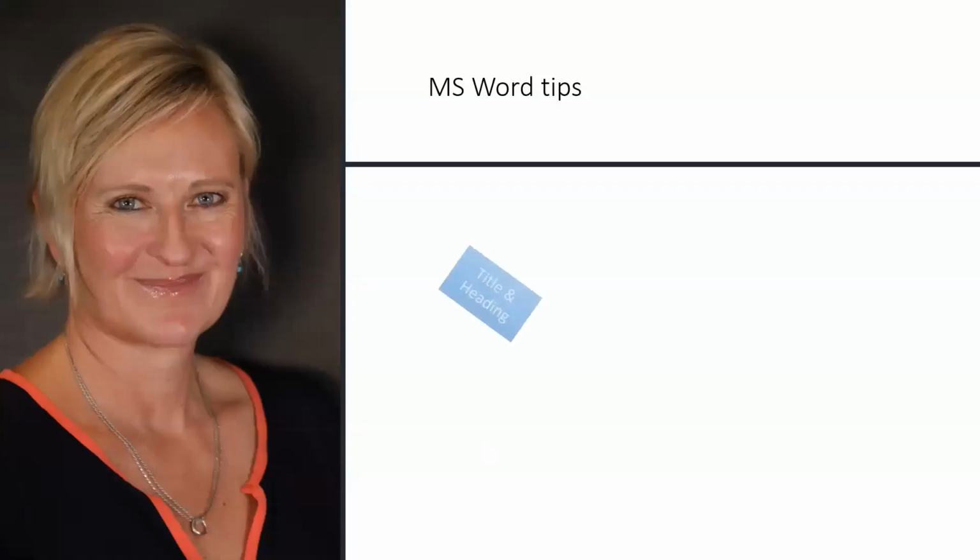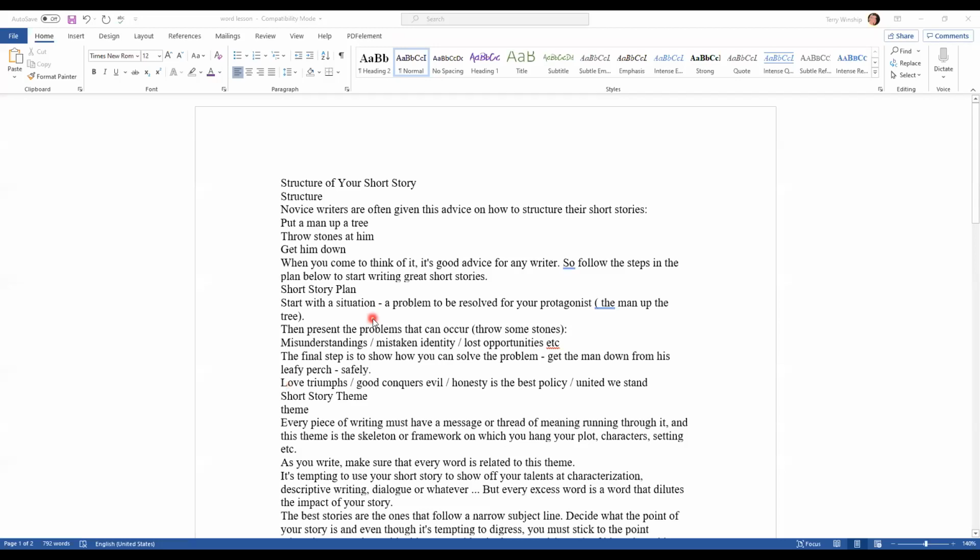The first thing we're going to do is put titles and headings into our document to make it a lot more readable. Here is our document, and obviously this looks like it would be the title, and here is a heading structure. Very, very hard to read. Here's a short story plan, and here is a short story theme, so those should be the headings. How do we go about doing it?